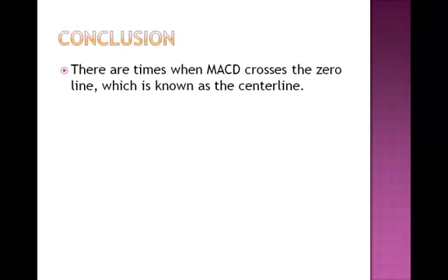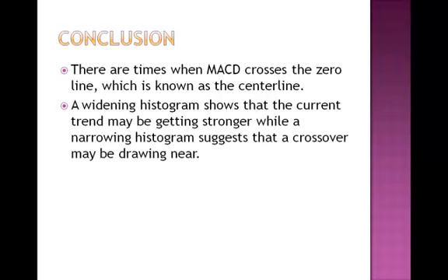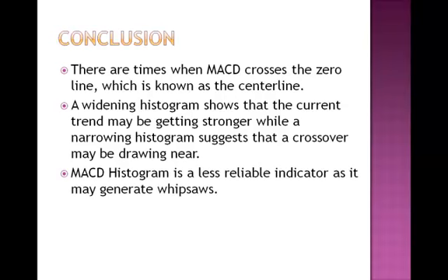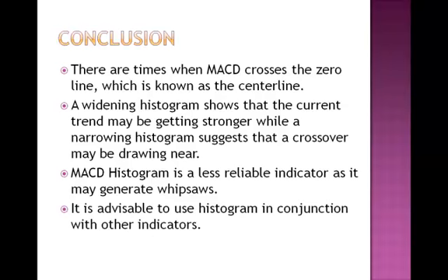For the conclusion, there are times when MACD crosses the zero line, which is known as the center line. A widening histogram shows that the current trend may be getting stronger, while a narrowing histogram suggests that a crossover may be drawing near. However, the MACD histogram is a less reliable indicator as it may generate whipsaws or fake signals. Thus, it is advisable to use the histogram in conjunction with other indicators.